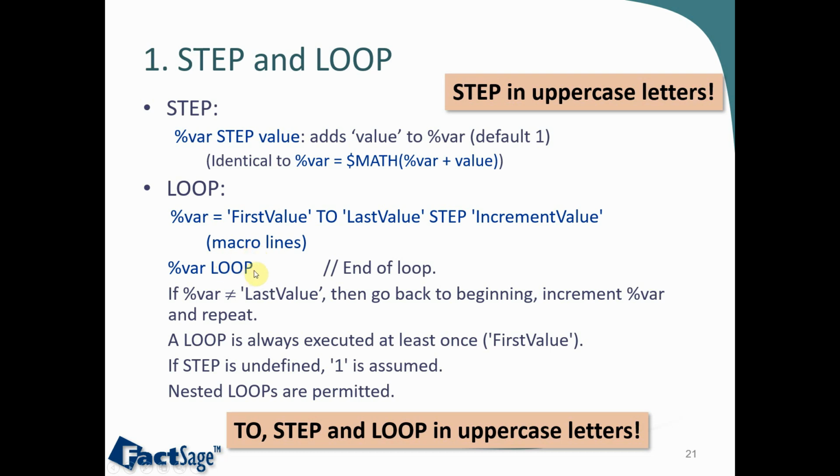So the loop is initialized with the first value, meaning that a loop is always executed at least once with this first value. And when the microprocessor arrives at the end of the loop here, the loop variable is incremented by the increment value, or by 1 if it's not specified, and compared to the last value. If it's smaller or equal, then the instructions in the loop are executed again. If not, then the loop is exited.